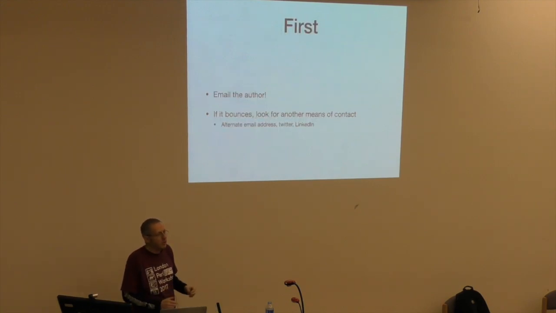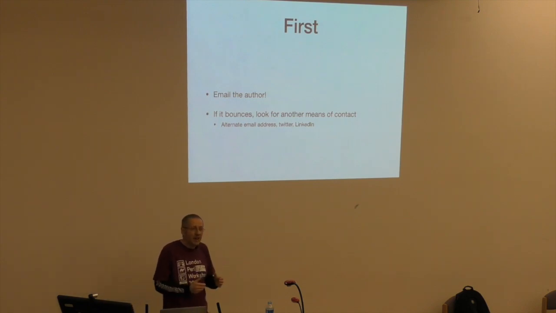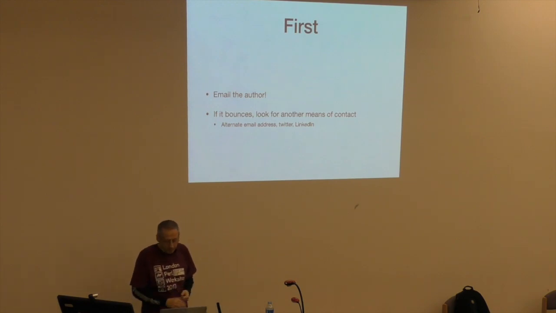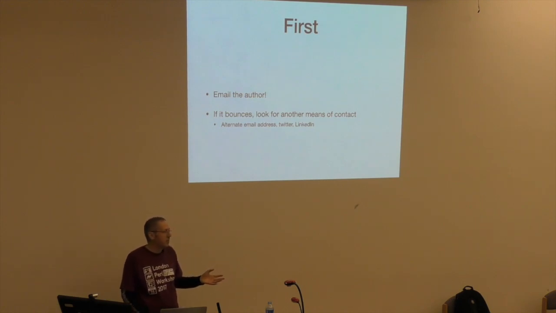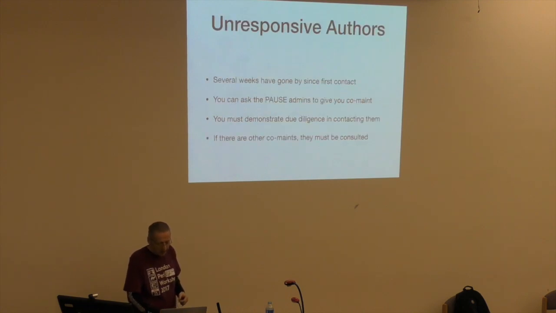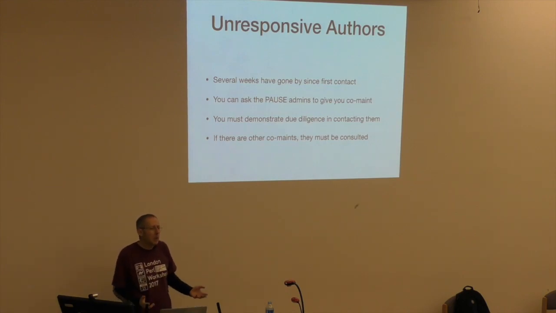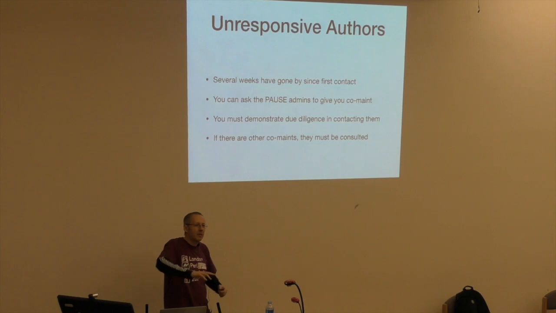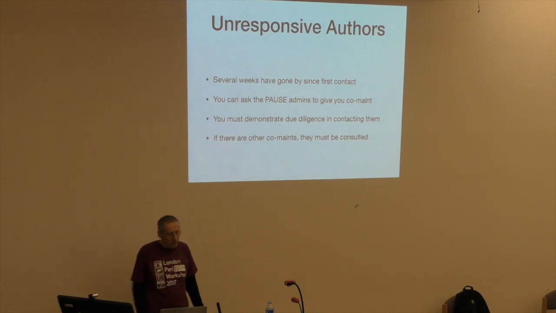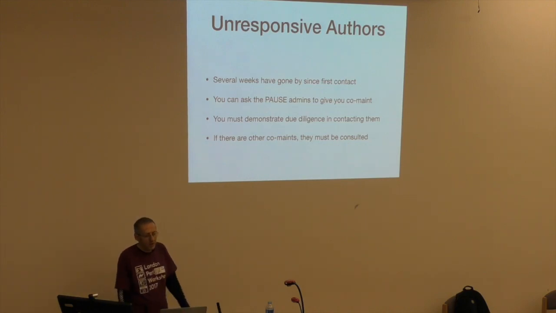First thing you should do is email the author, because lots of people, when you mail them, you might have to track them down a bit. They'll say, oh yeah, fine, here you go. They'll give you co-maint, or they might even give you first-come permissions. If it bounces, go and look for other ways of contacting them, that might be LinkedIn, etc. But sometimes you never get a response. You might get bounces, you can't track them down, or the email is clearly going there but you're just getting no response. So we have this concept of an unresponsive author.